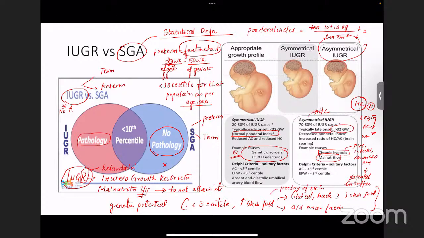It is equal to 2. Whereas in asymmetric IUGR, the head circumference is spared, as I said, brain sparing, but the length is decreased a lot compared to the weight. As a result, the ponderal index will be less than 2. So this is the difference between symmetrical and asymmetrical IUGR.